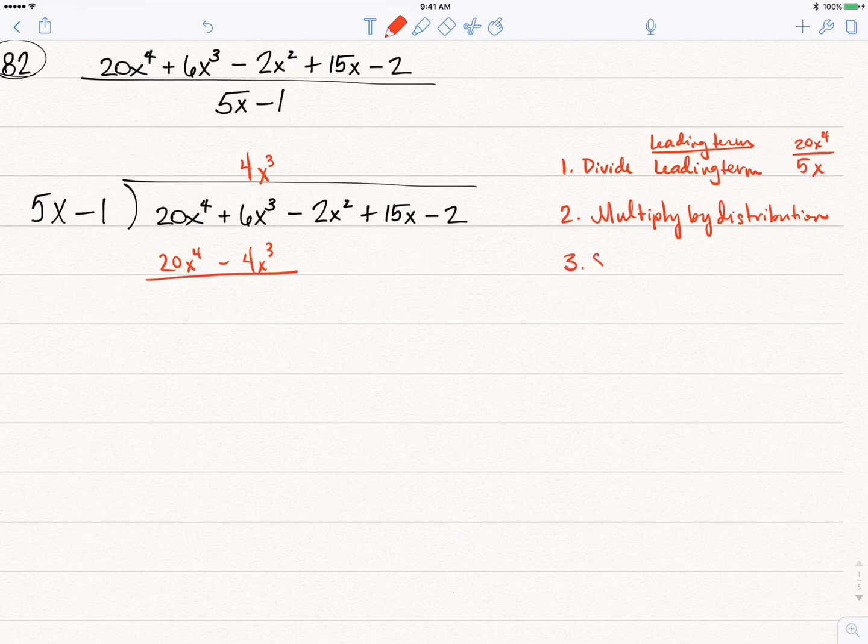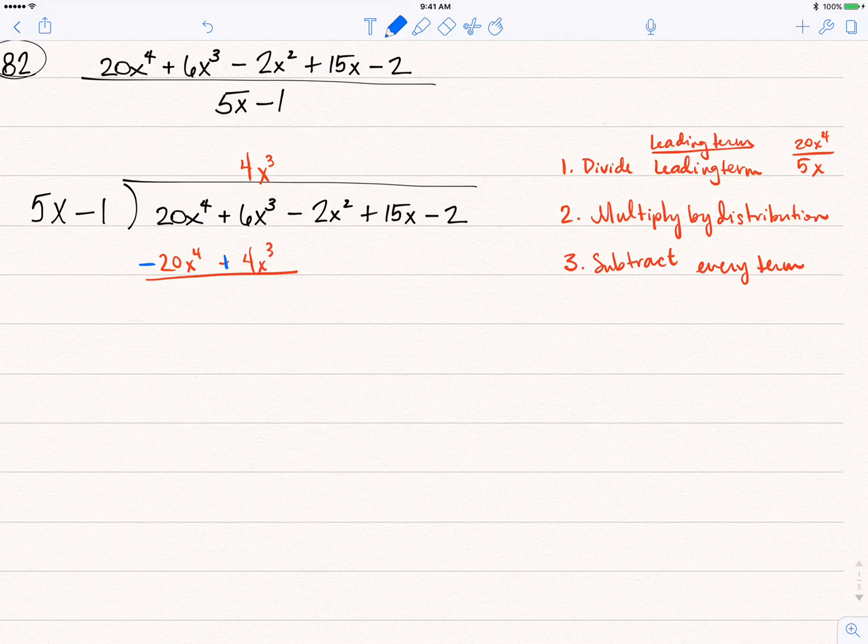Step number 3 in third grade was to subtract. Now here you have to be careful because you have to subtract every single term. That means that you have to subtract the 20x to the 4th. You also have to subtract a negative, and subtracting a negative is positive, this 4x cubed. So I'm going to change colors and show you the signs. If I subtract the 20x to the fourth and I subtract the negative 4x cubed, that's going to become positive. So I'm really just changing the sign of every single term.